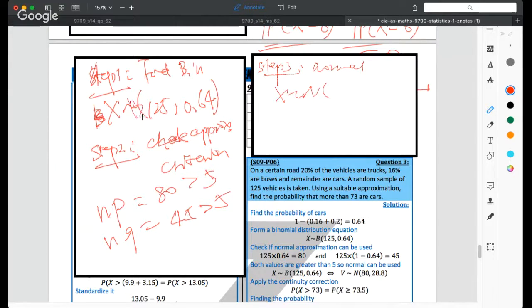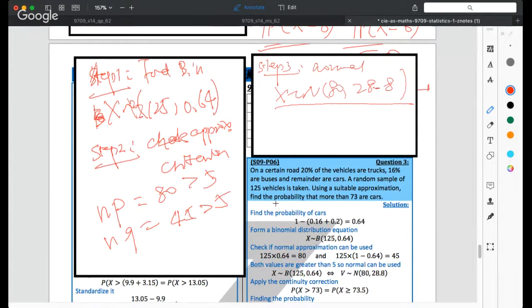Sorry, I missed a B here. So np equals 40, so the mean is 40. And we need to use 125 times 0.64 times 0.36 to get the variance, which is 28.8. Now we have a normal distribution.